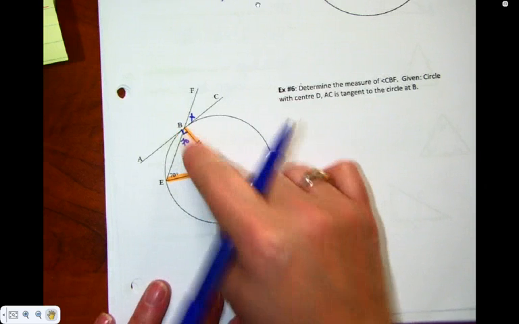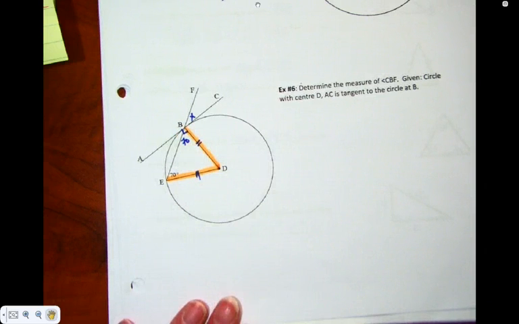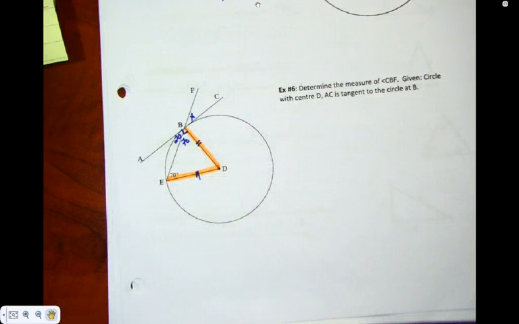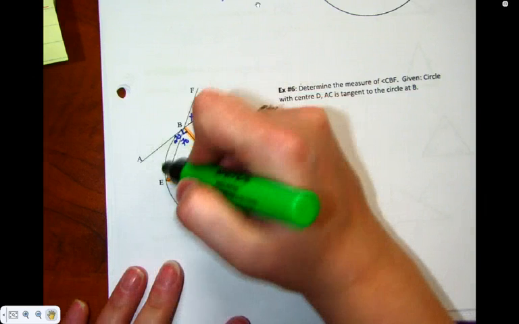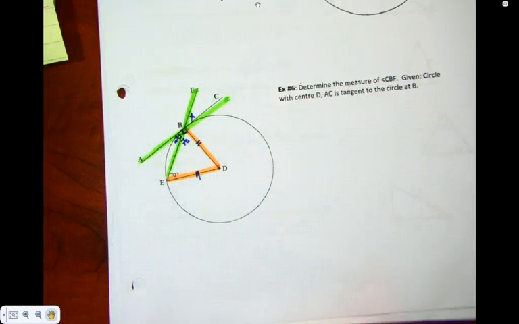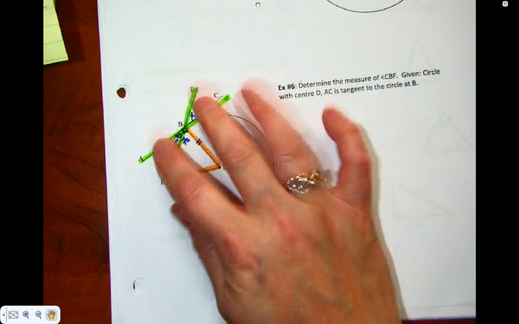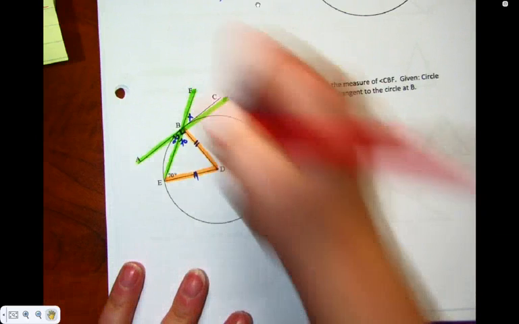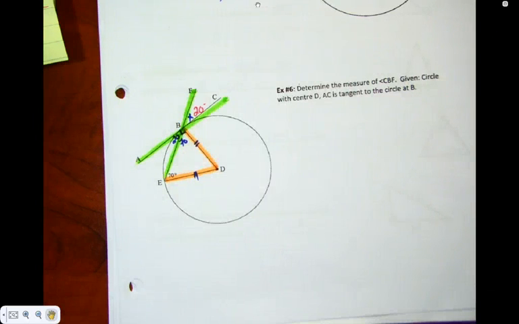Okay, we know this is 90. We know this is 70. So this is 20 in here. Now I'm going to highlight this shape, which we talked about the very first day of this unit. It's the X. It's not a bow tie. It's just the X. X doesn't necessarily have anything to do with circles. What do you know about the opposite angles of an X? So what do you know about angle C to B to F? 20.